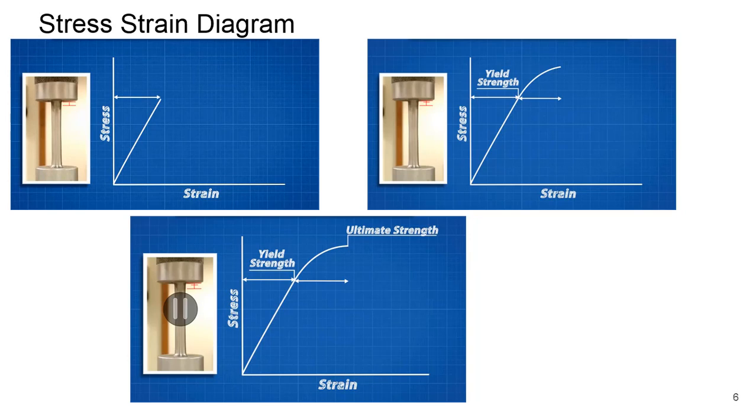Elastic region means if you unload the force, again it will come back to the initial position, as you can see here. So this is the region in which, during any design problem, we will always keep our loading within this region. Okay, we do not want any deformation.